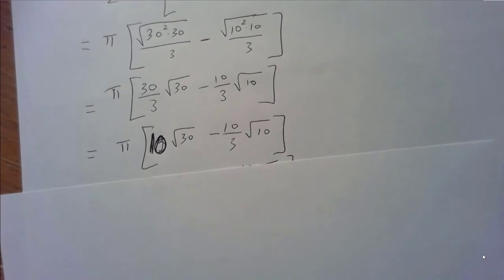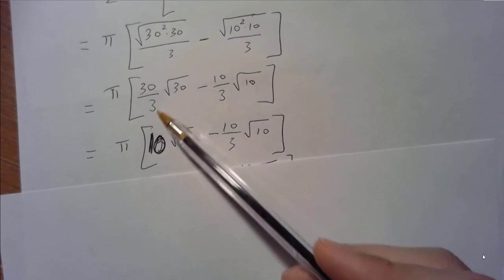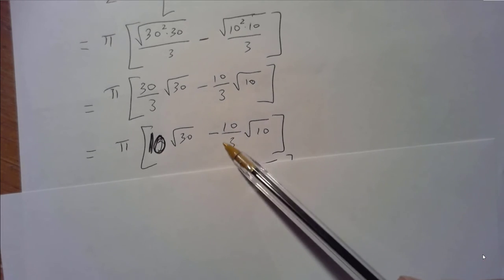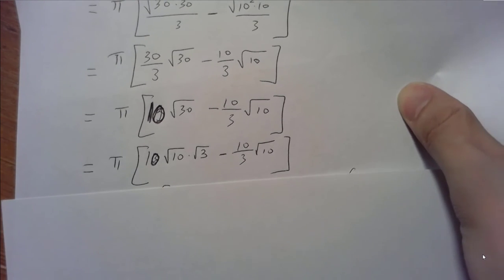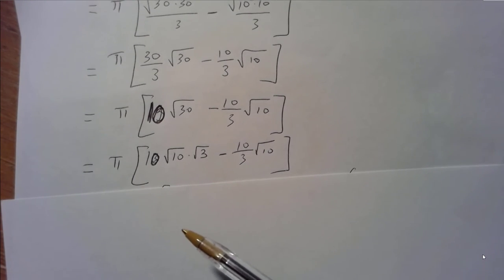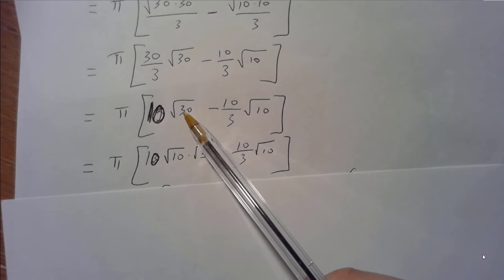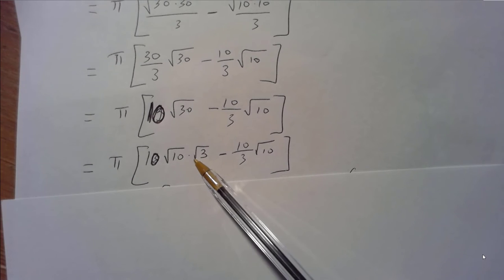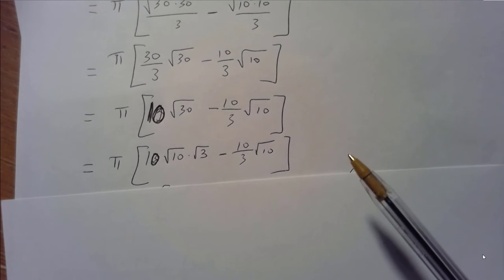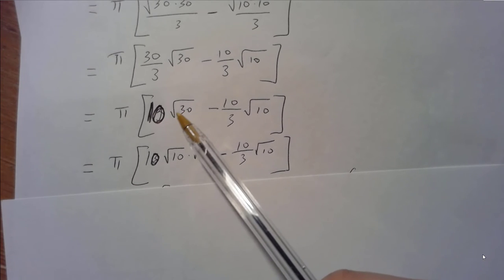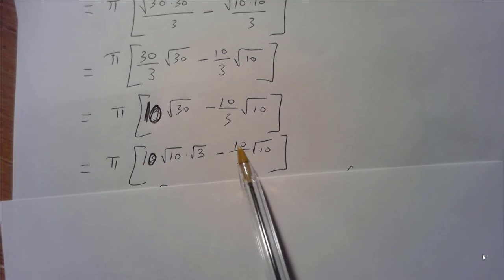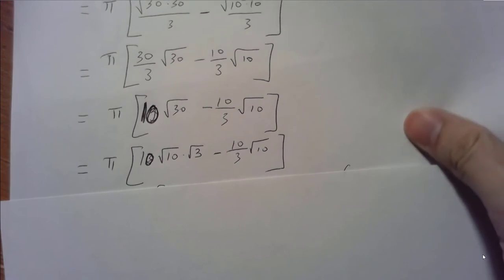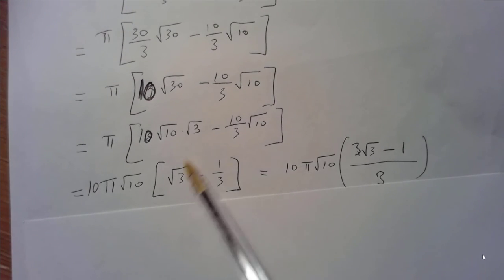From here, we can do more simplification. 30 divided by 3 gives me 10. But 10 divided by 3 we cannot simplify, so we let that be the same. And here, we can see that the radical of 30 is equal to the radical of 10 times the radical of 3, because 10 times 3 gives me back 30. The reason I split the radical of 30 into 10 and 3 is so that I can have the common factor of 10 radical 10 and 10 radical 10. They are like terms, so I can pull it to the outside of the brackets.